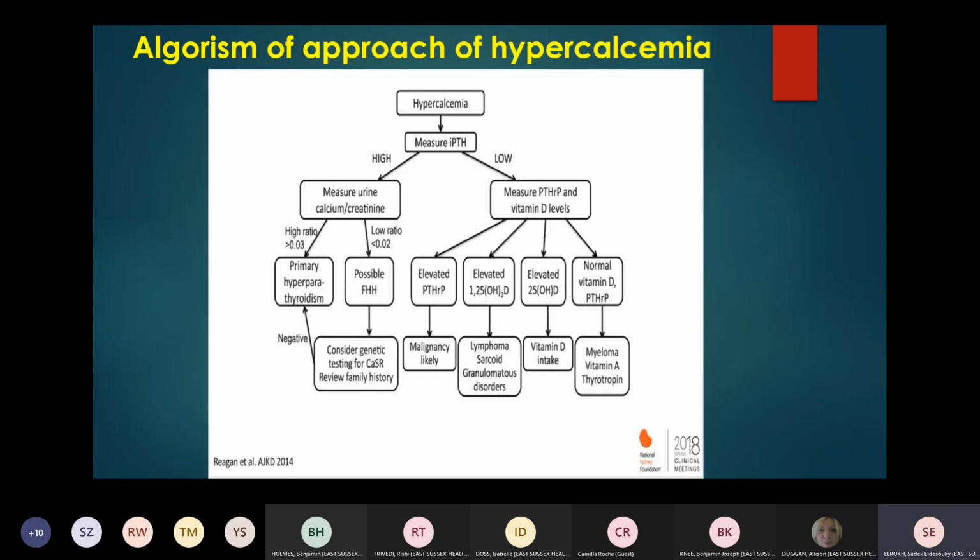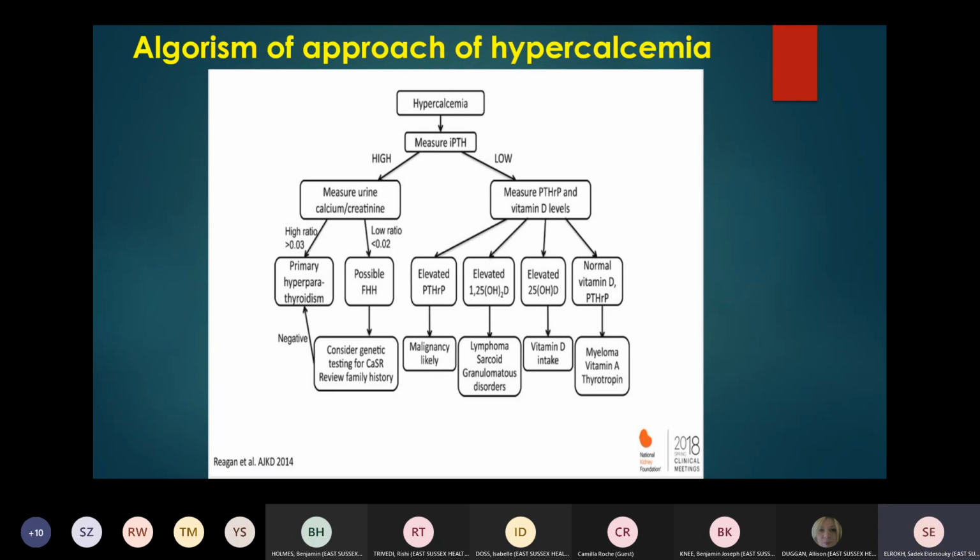This algorithm actually is very brief and important. How to approach a case of hypercalcemia, or how to approach investigation of a case of hypercalcemia. If you found that calcium is high, what is the next step? Basic investigation, like we discussed before: full blood count, bone profile, renal function test or U&Es, liver function test. Then the next step is parathyroid hormone.